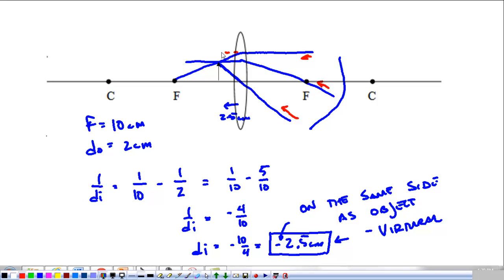So if we trace this back, and if we trace this back, this is where our eye will see the image. Now, we see that it's upright, so it's virtual. We also see that light rays don't actually cross here, they just get traced back. That also makes it virtual. And we see that it's on the same side as the object, and it's magnified a little bit.